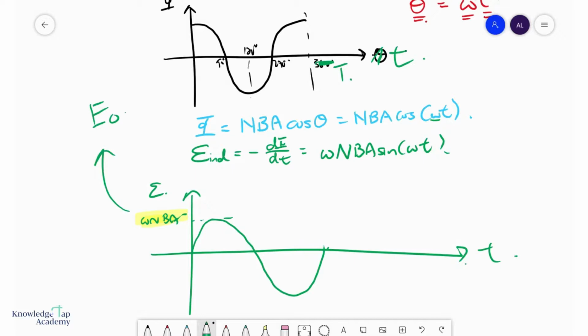Very interesting stuff. So notice that the EMF that you induce in this generator is going to be an alternating one, which of course links us very nicely to the chapter of alternating currents.